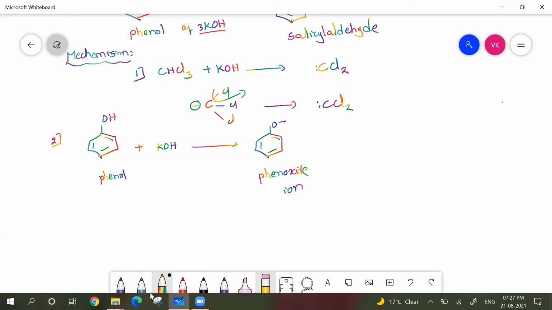This phenoxide ion will be involved in resonance because a negative charge is there. So you're going to get resonance structures like this, with the negative charge. Now CCl2 will be attacking on this. The negative charge will be shifted to the carbon, and the electron will be donated to the carbon. So a double bond, and CCl2 with a negative charge.